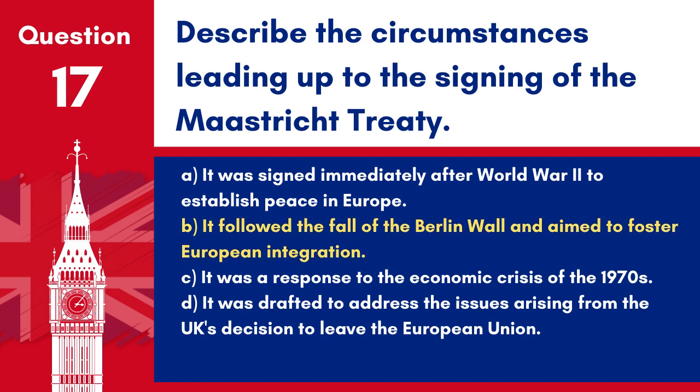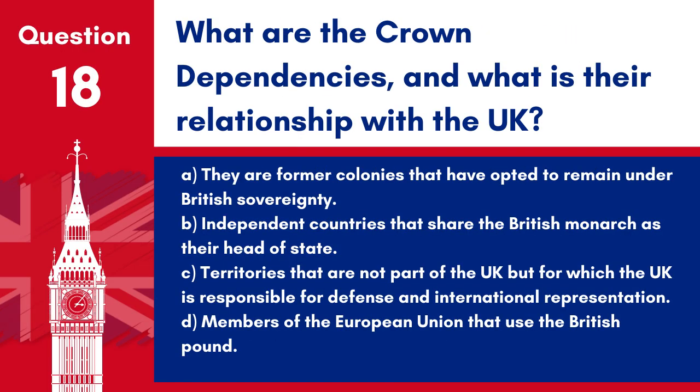Answer: B. It followed the fall of the Berlin Wall and aimed to foster European integration. The Maastricht Treaty, signed in 1992, was crucial in the formation of the European Union and represented a significant deepening of European integration. Question 18. What are the Crown dependencies and what is their relationship with the UK?